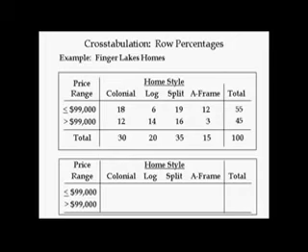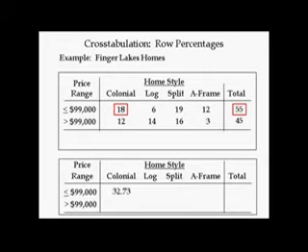In this example, row percentages are probabilities conditional on home price. To compute row percentages, ignore the column totals. The row percentage in the first row and first column is found by dividing 18 by 55. The resulting value can be interpreted as a probability of a randomly chosen home being colonial given it is priced at $99,000 or less, which is equal to 0.3273 or 32.73%.